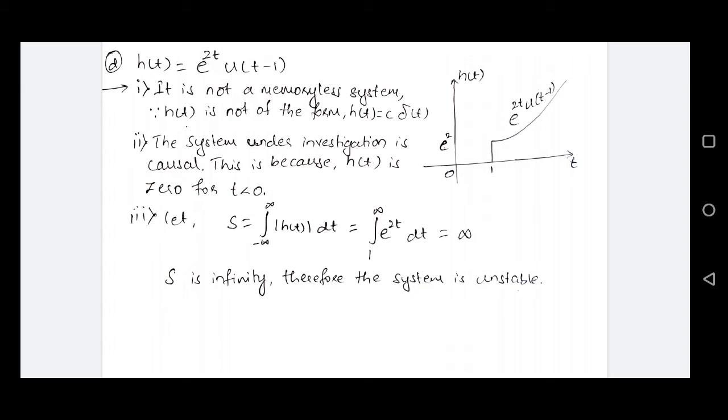And if we use the expression S equals integration from minus infinity to plus infinity of magnitude of h of t dt, then the lower limit will be 1 and the upper limit will be infinity, because the function is starting from 1 and within that period the exponential is defined as e to the power 2t dt. If we integrate and substitute the limits, the value we'll get is infinity. Because the value is infinity, the system is an unstable system.